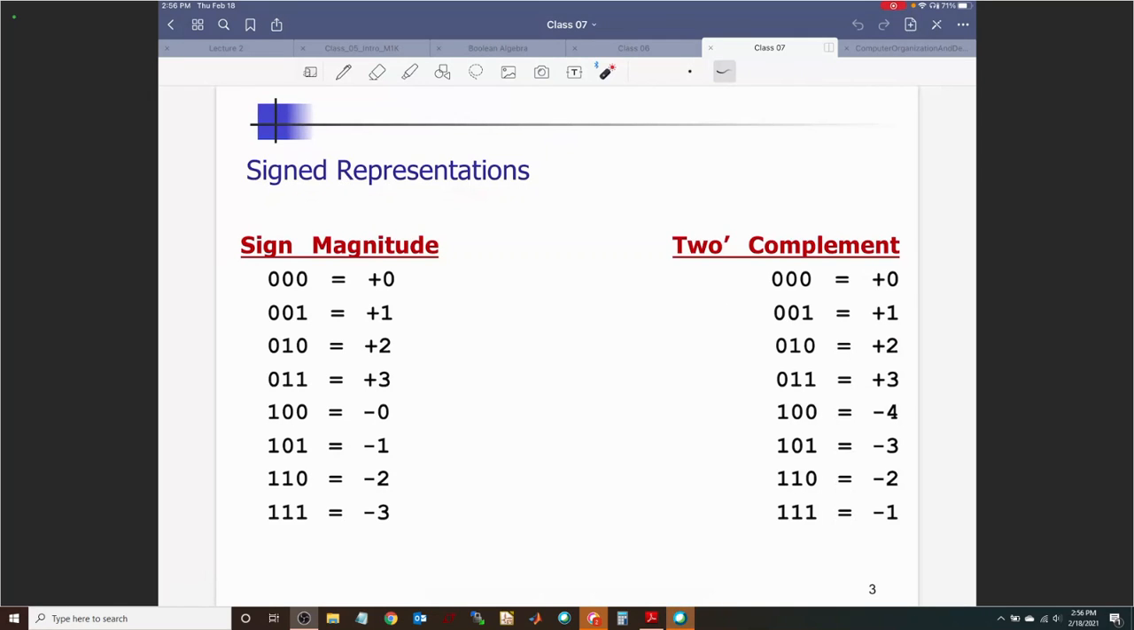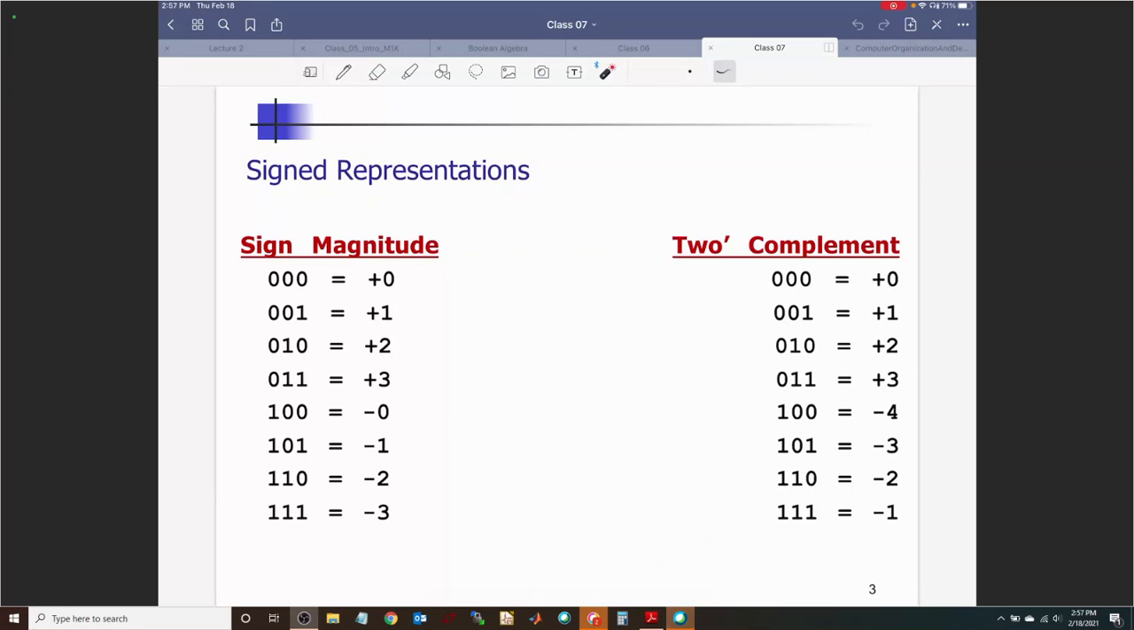Now let's take a look at the two famous signed representations that you have seen in your previous courses. The one on the left is easy to understand, but it doesn't work for arithmetic because it requires more hardware. Essentially, it requires a comparator, which is a complicated piece of hardware that is not used in 2's complement arithmetic.